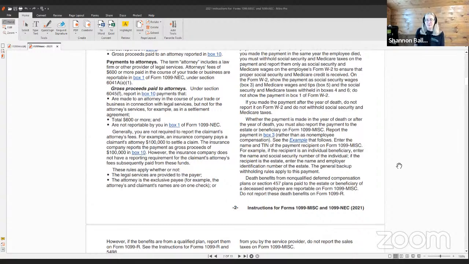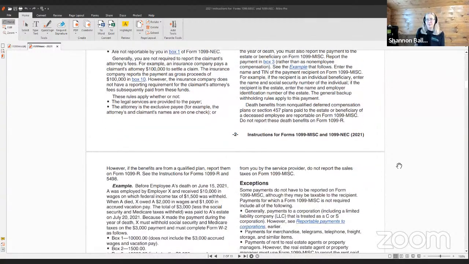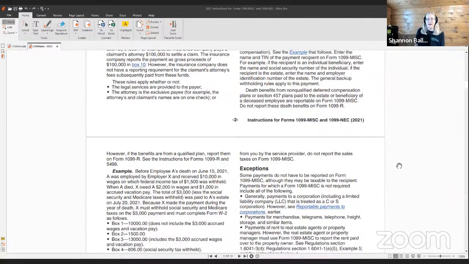Death benefits from nonqualified deferred compensation plans or Section 457 plans paid to the estate or beneficiary of a deceased employee are reportable on Form 1099 miscellaneous. Do not report these death benefits on Form 1099-R.